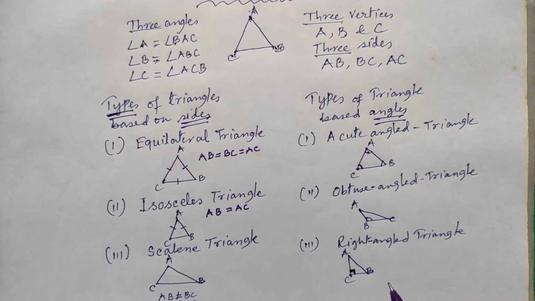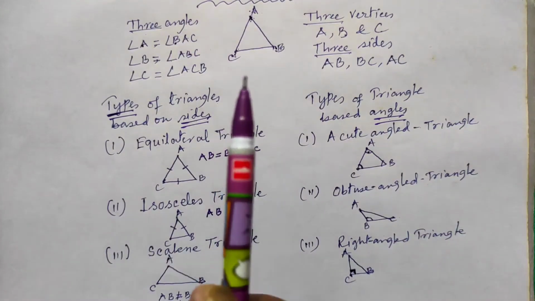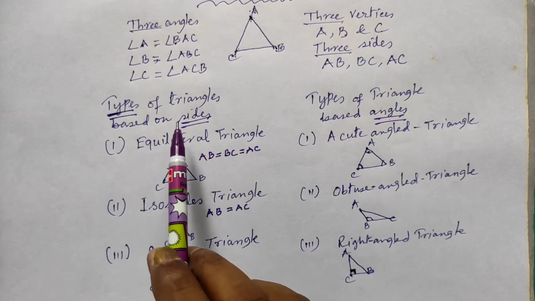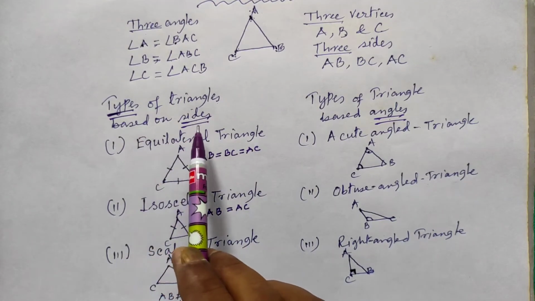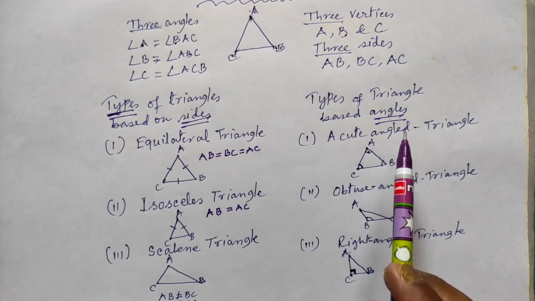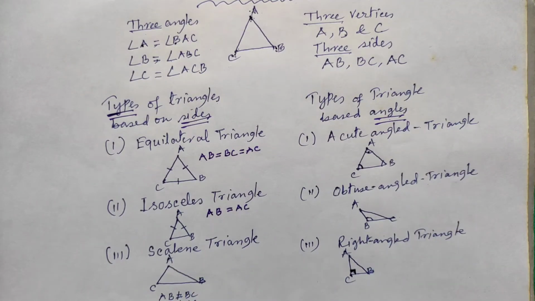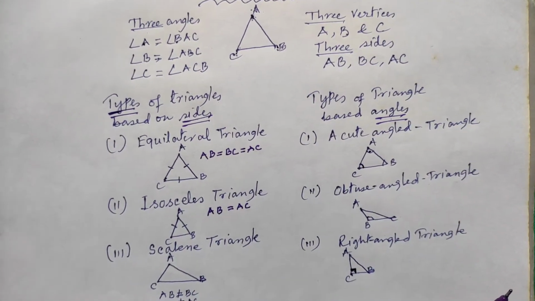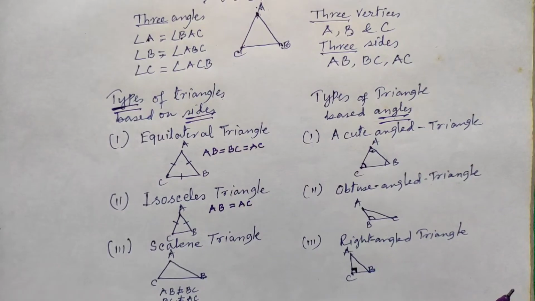Today I told you about the triangle based on sides and based on angles. This is the primary knowledge you have to have before you go for anything on triangles. Based on triangles, there are a lot of lessons left. So this is the primary lesson I have given you.